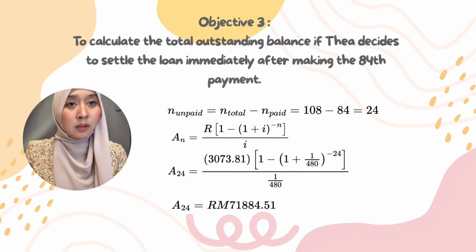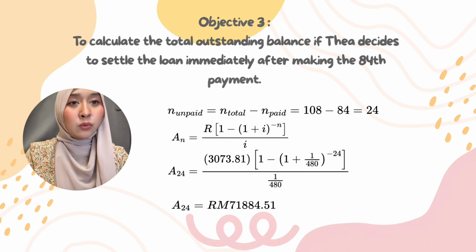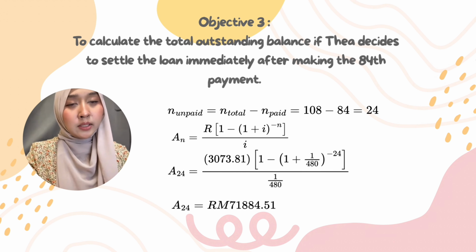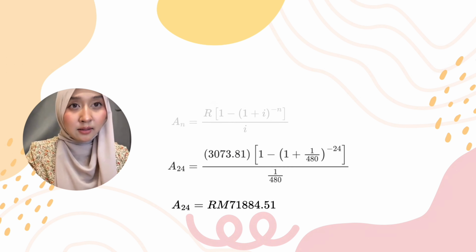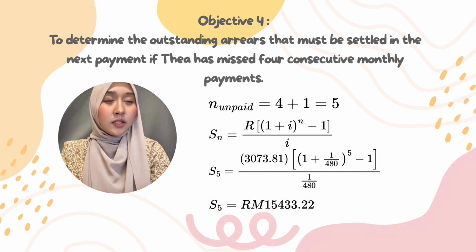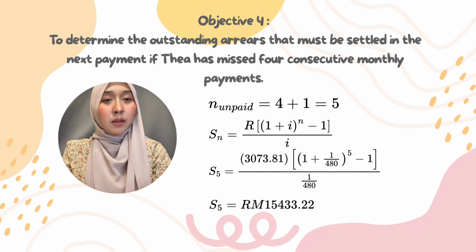Objective 3. To calculate the total outstanding balance if Tia decides to settle the loan immediately after making the 84th payment. With the formula n unpaid equals n total minus n paid, you will get 24 for n unpaid. Following the formula A_n equals R multiplied by in brackets 1 minus (1 plus I) to the power of negative n, over I, by inserting the numbers, you will get 71,884.51 ringgit.